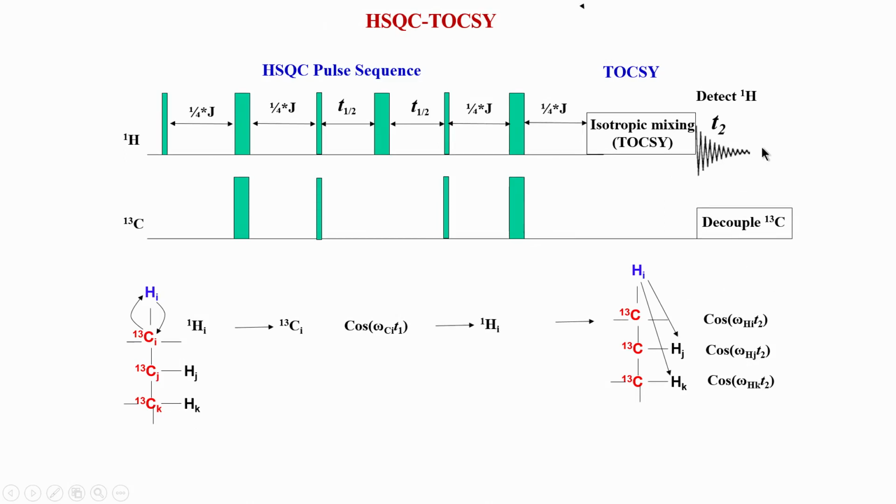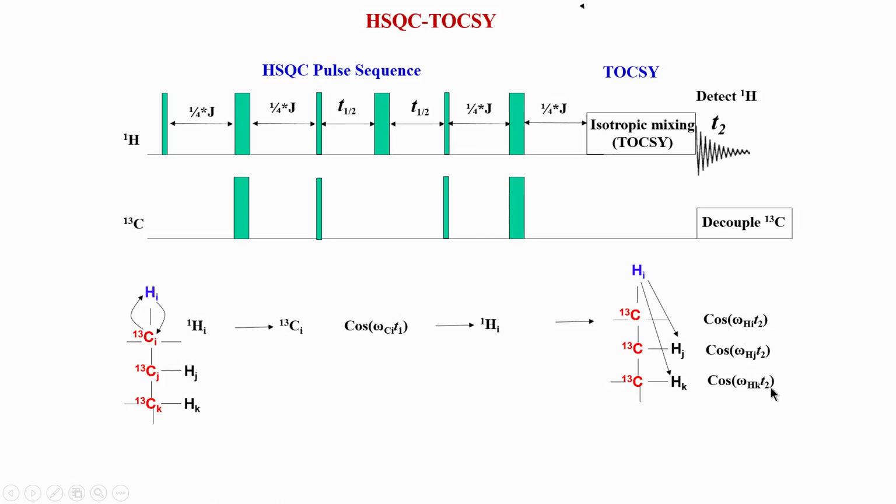Now during this period T2, the magnetization evolves on all the hydrogens wherever the magnetization has been transferred, because this was in the xy plane at this position, from here it got transferred to here, and these protons are also now in the xy plane. All of them start getting evolved or detected during the T2 period, and during that period we are decoupling as usual. The chemical shifts of each of these hydrogens are written as HI, HJ, HK.